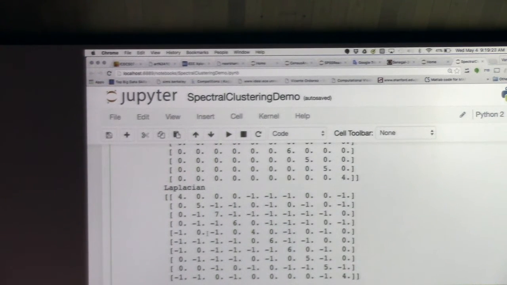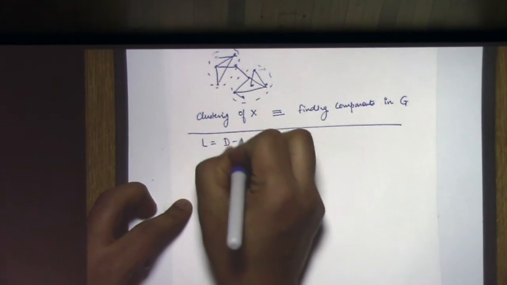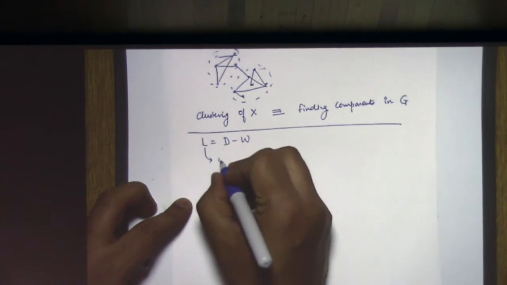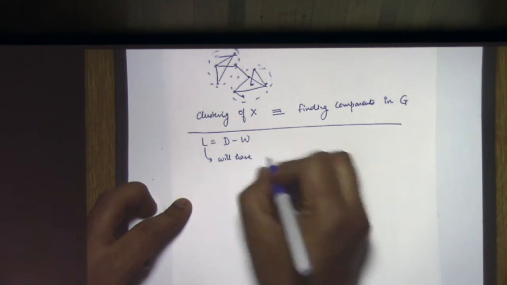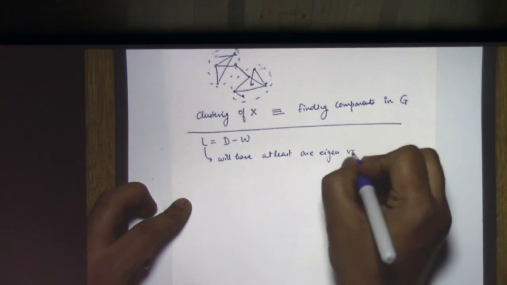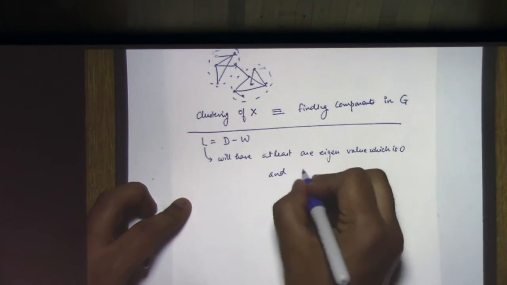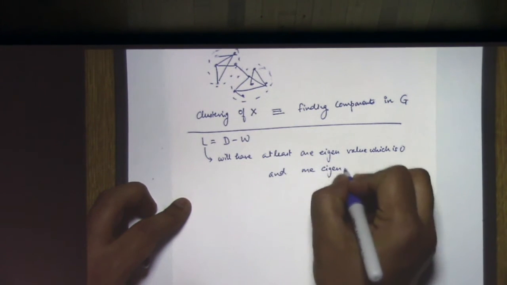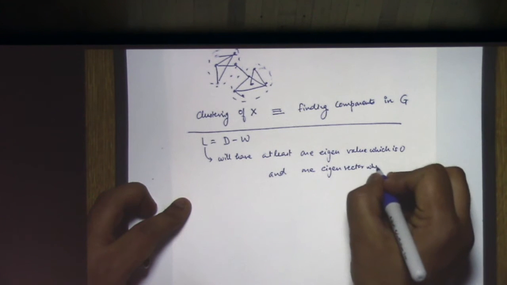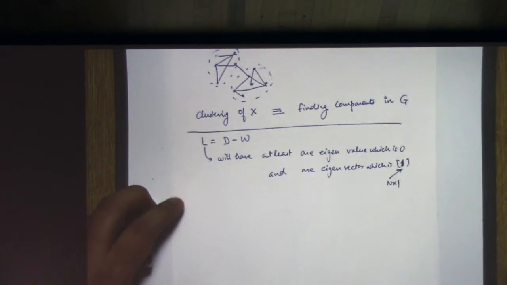But the main point is that if I have a Laplacian L, which is D minus W, it will have at least one eigenvalue which is 0 and at least one eigenvector which is all 1. So I'm going to write it as a bold 1. Basically this is an n cross 1 vector with all 1s in it, right?